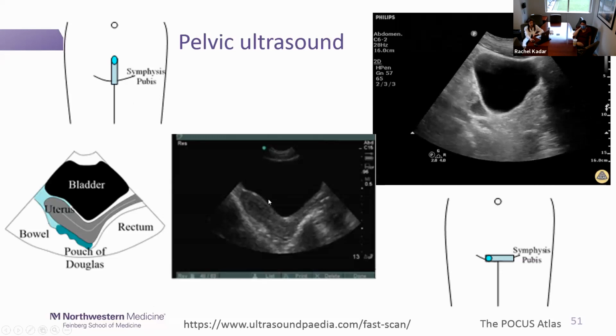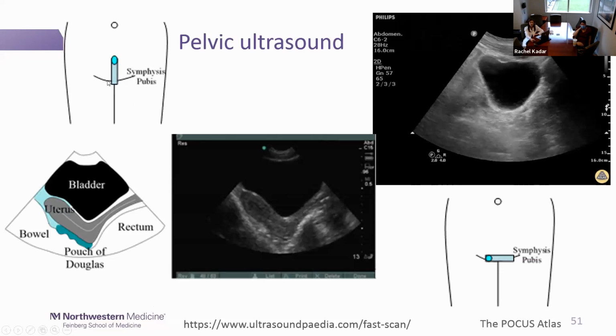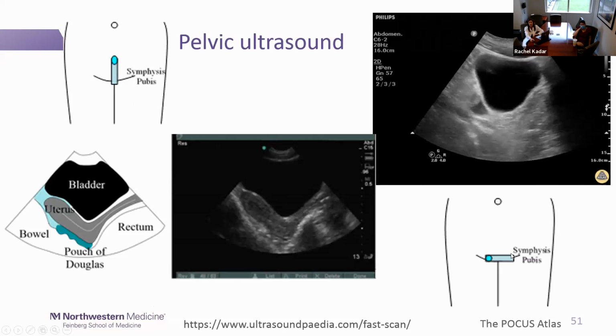So this is our pelvic ultrasound. When we do pelvic, we have two views: the sagittal view with the indicator towards the head, and the transverse view with the indicator towards the patient's right. And these are the different views that you're going to see.